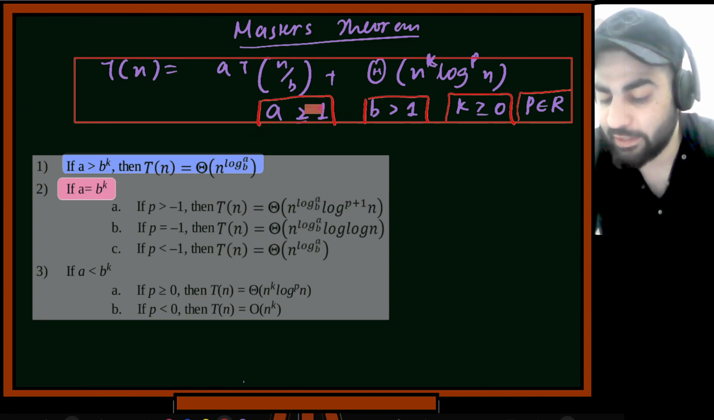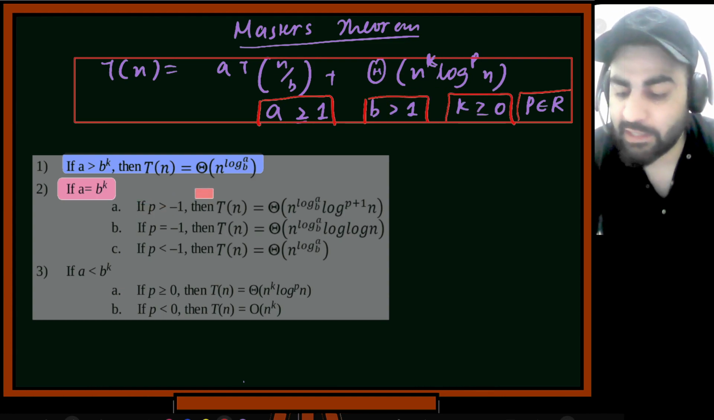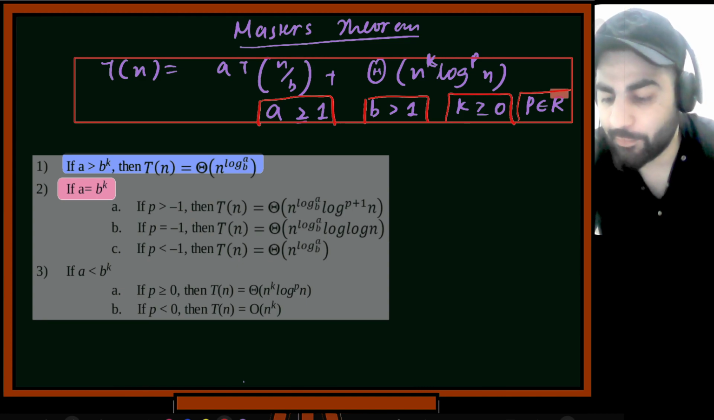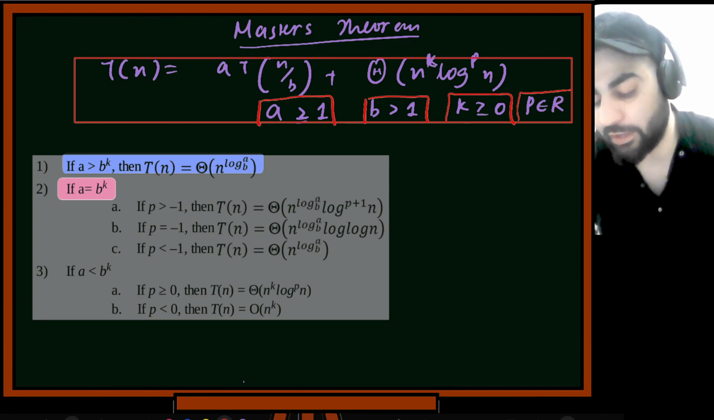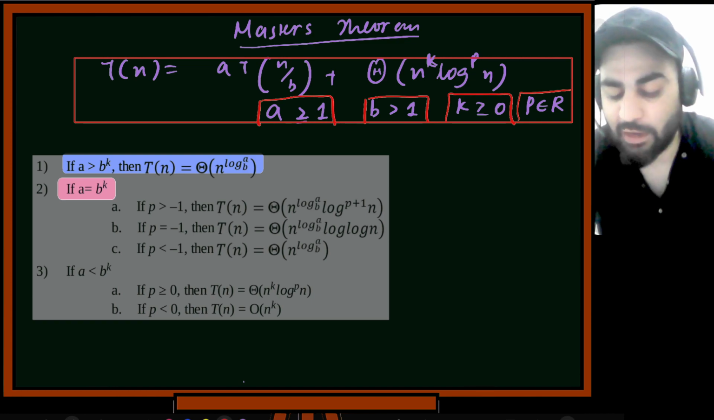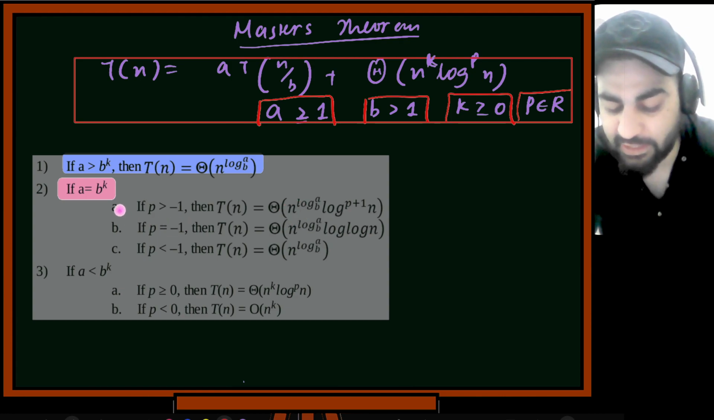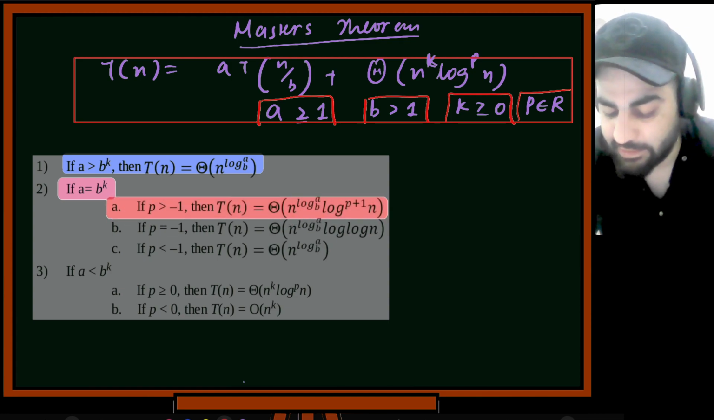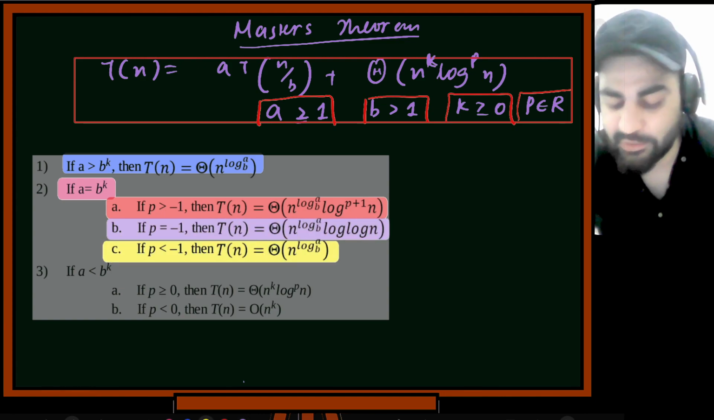then what you will do is you will see now the value of p. Okay, now p, you know, is a real number. P can be positive, negative, or it can be 0 even. That's how we see. If it is greater than -1, you will use this case. If it is equal to -1, you will use this case. If it is less than -1, you will use this case.